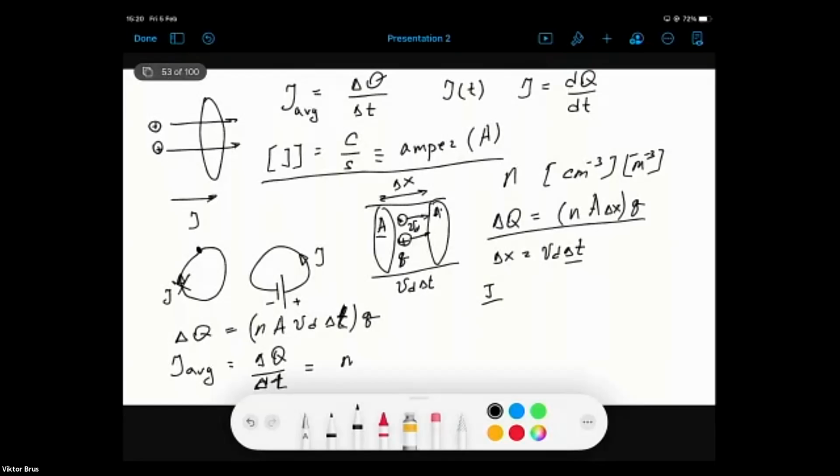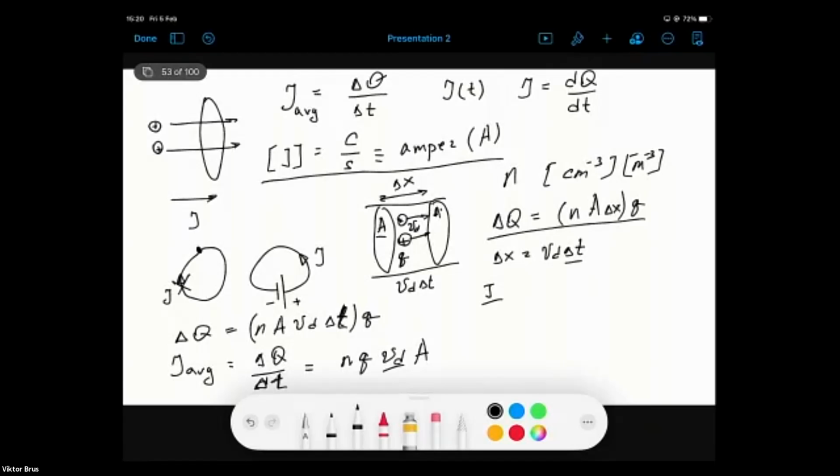And it will be the concentration of charge carriers times the electric charge of a single charge carrier times this Vd, the so-called drift velocity, times area. So this is the expression for the average electric current, considering the concentration of charge carriers and their drift velocity. Also, obviously, it depends on the cross-section. The larger the cross-section of the wire, then at the same drift velocity and concentration of charge carriers, we will get higher current.